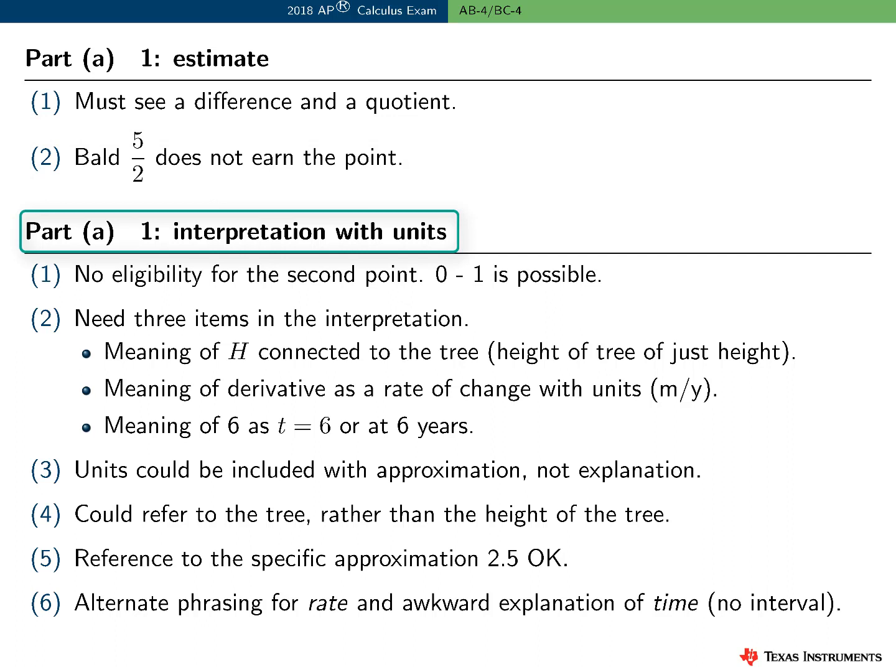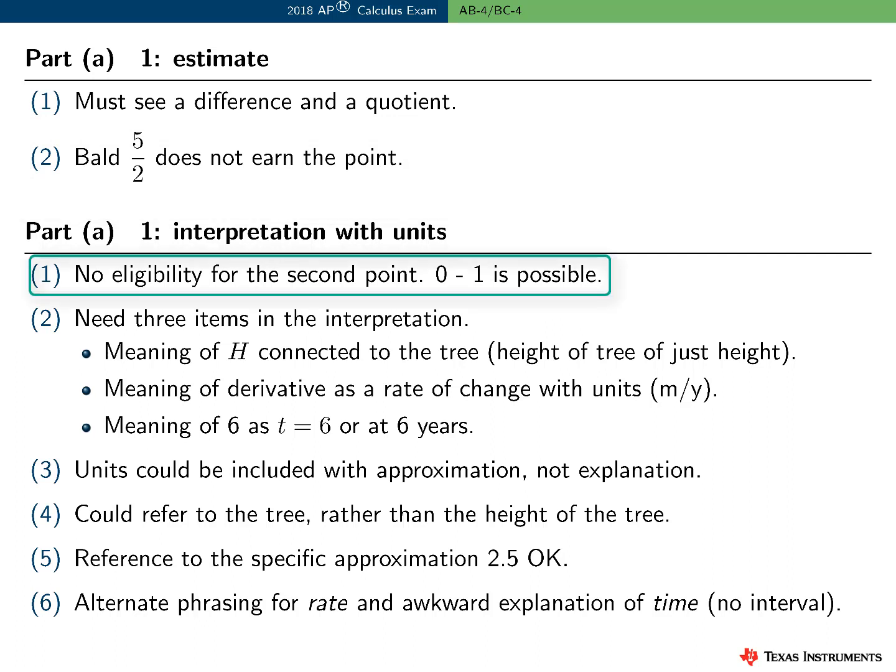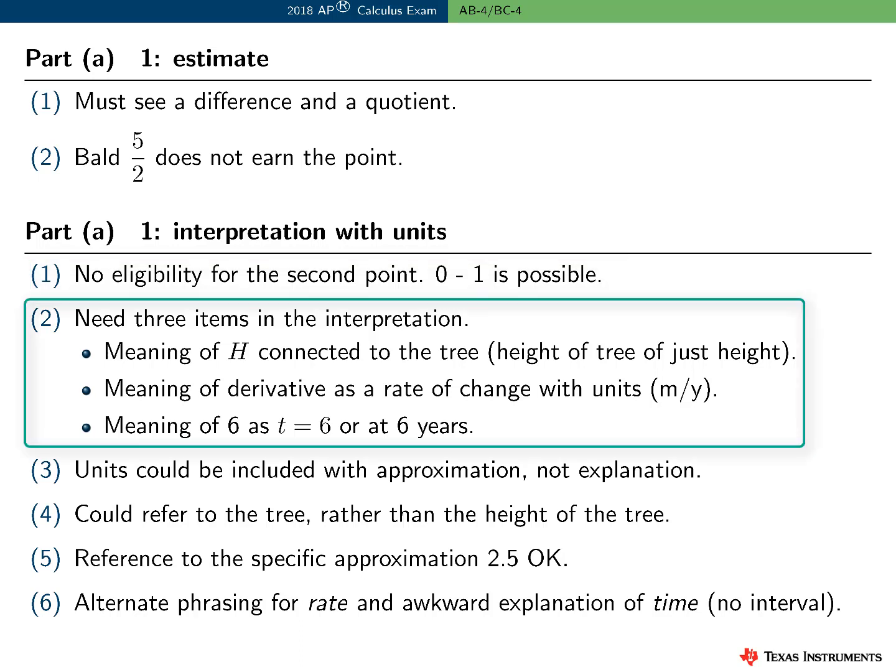The second point in Part A was for the interpretation, and there was no eligibility rule here. So if a student could not approximate h prime of 6, they could still correctly interpret this expression and earn the second point. Now, there were 3 items necessary in the interpretation. The meaning of h connected to the tree, well, the height of the tree or just the height. The meaning of the derivative as a rate of change with the correct units, meters per year. And the meaning of 6 as t equals 6 or 6 years.